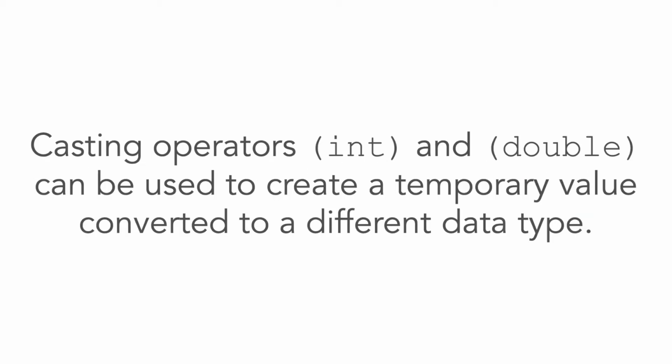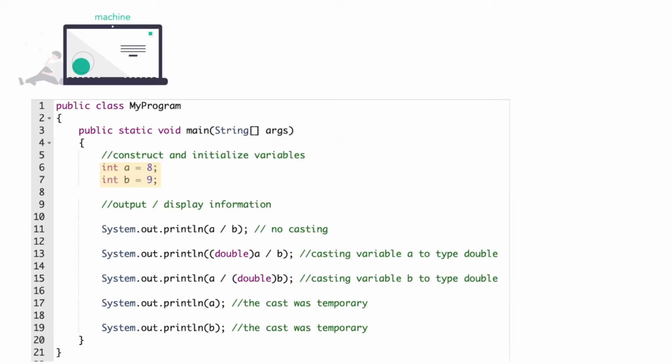Casting operators, (int) and (double), can be used to create a temporary value converted to a different data type. Let's see casting in action. I've initialized a variable of type integer called a, and it stores the value 8. I've initialized another variable of type integer called b, and it stores the value 9.